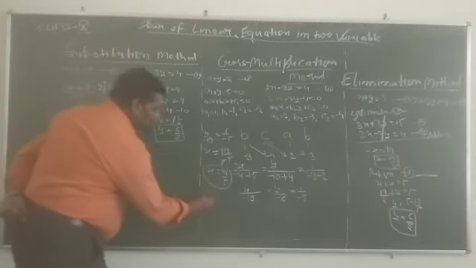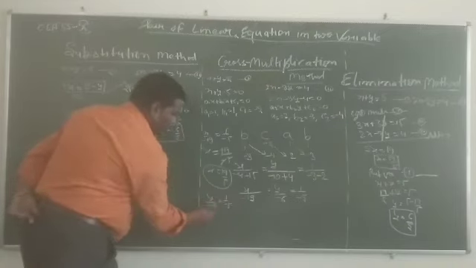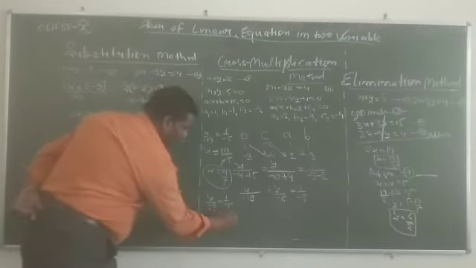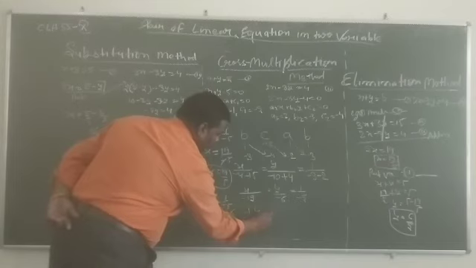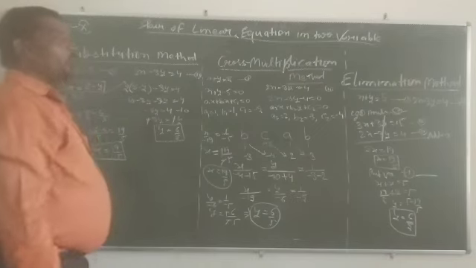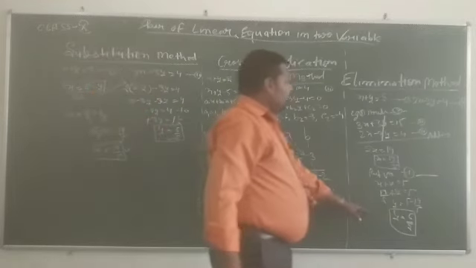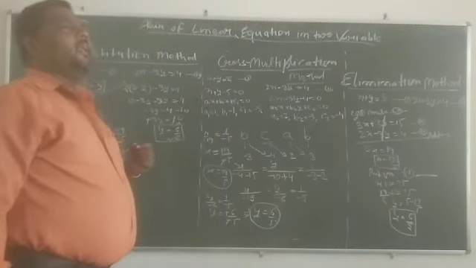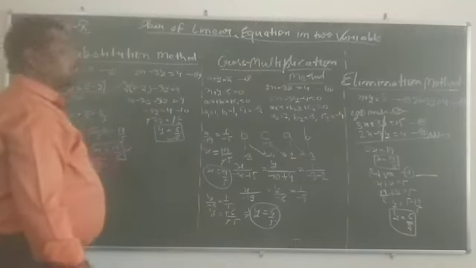And the second value: y upon minus 6 is equal to 1 upon minus 5. Minus 6 is in division form, so it goes to multiplication form. Then y equals minus 6 upon minus 5, minus minus cancel, and the value of y is 6 upon 5. Students, note one thing: the values of x and y are the same in every solution. That means when we solve by any method, if the equations are the same, then the answers are the same.